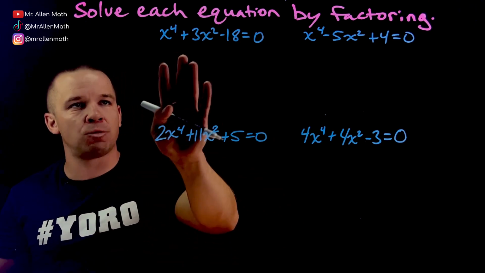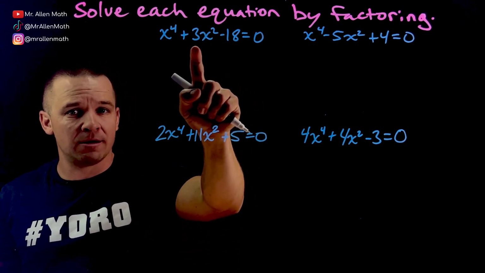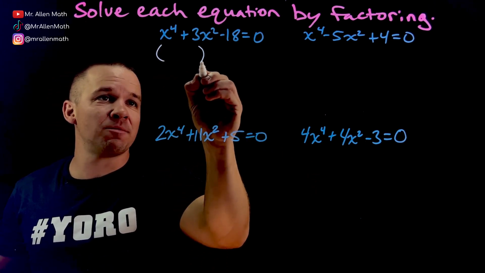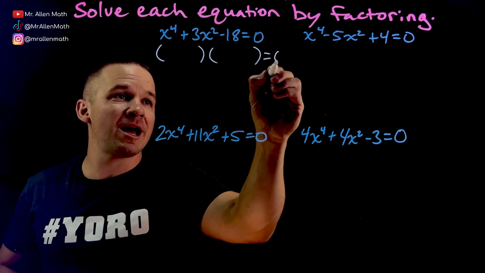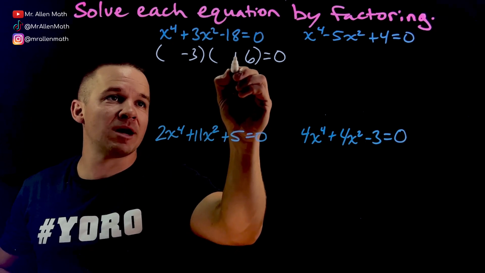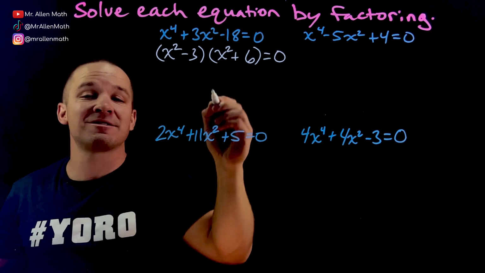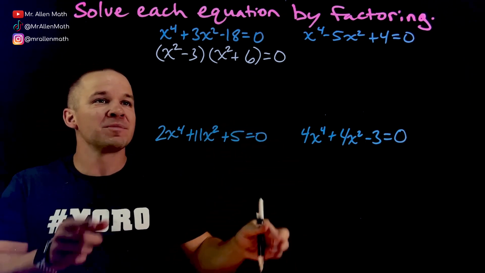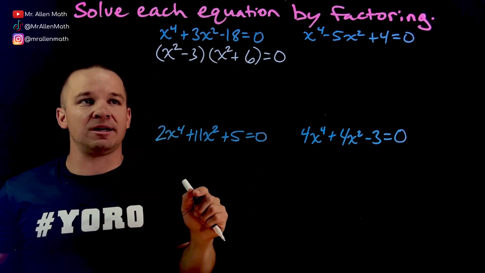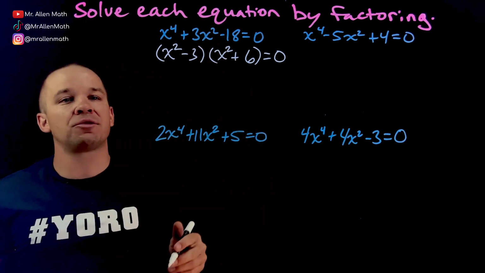Okay, so check this out. First one. All right, what multiplies to negative 18 and adds to 3? That would be 6 and negative 3. So my factors are going to look very similar to what I would normally do for a quadratic trinomial. I'm going to have my positive 6 and my negative 3, okay? But instead of x and x, I'm going to have x squared and x squared. There we go. So x squared times x squared, that's x to the 4th. Negative 3 times 6, that's negative 18. 6x squared, negative 3x squared, adds to 3x squared.